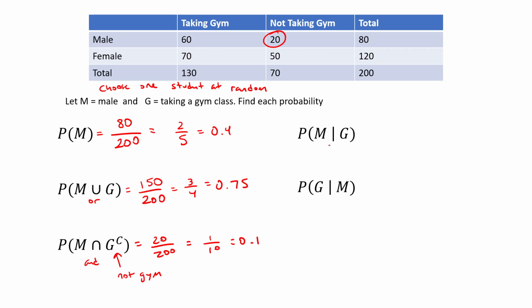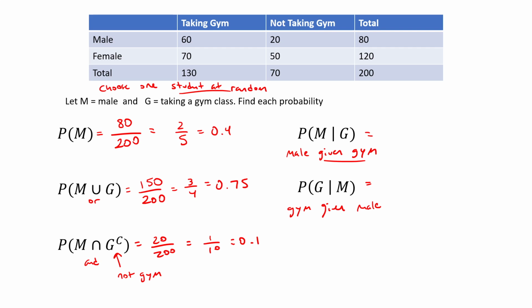In 7.3, we started to talk about given probabilities. So this is male given that they take gym, and this is gym given that they are male. I put both of them here just to show you that they don't necessarily come out the same, right? So the order does matter. What we mean is, given that we know the student chosen at random is taking a gym class, so that is not something you have to guess or wonder about, you know for sure, what is the probability that you're going to pick a male?